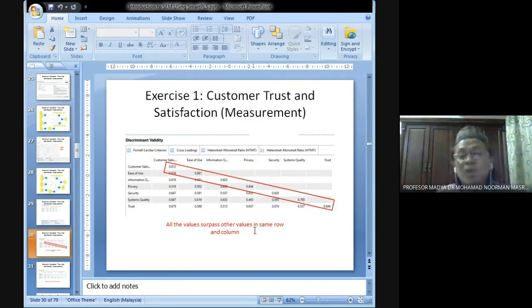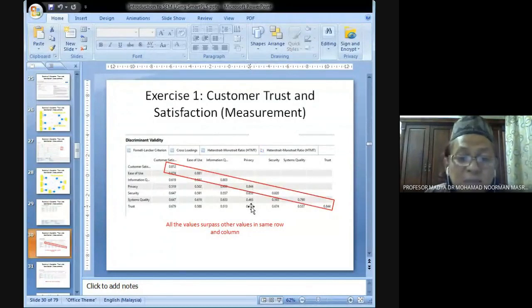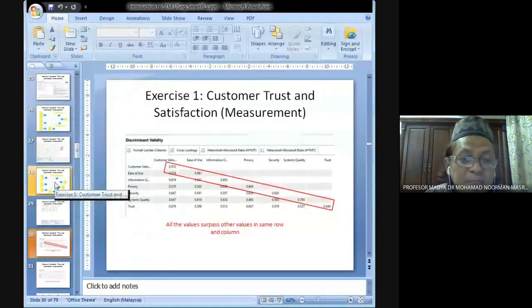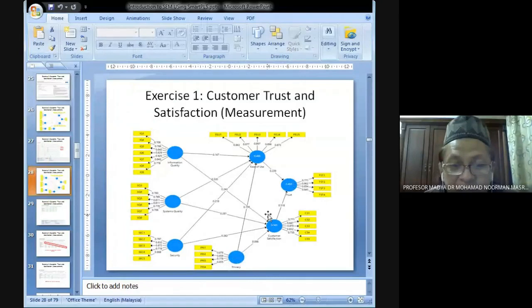Now, what if the value is not bigger? For example, privacy, let's say it is 0.600. If it is 0.600, it is smaller compared to trust. So what does it mean? It means that you go here, you look into privacy, and you go into trust. Some of the items here and here are actually overlapping.